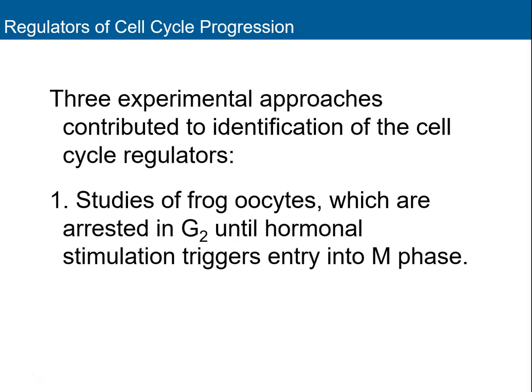Okay, so number one, studies of frog oocytes. We mentioned this before, right? Vertebrate oocytes are arrested in G2 until there's some hormonal trigger to tell them to go into M phase. So frog oocytes, again, are arrested in G2 until hormonal stimulation triggers them to enter into M phase.